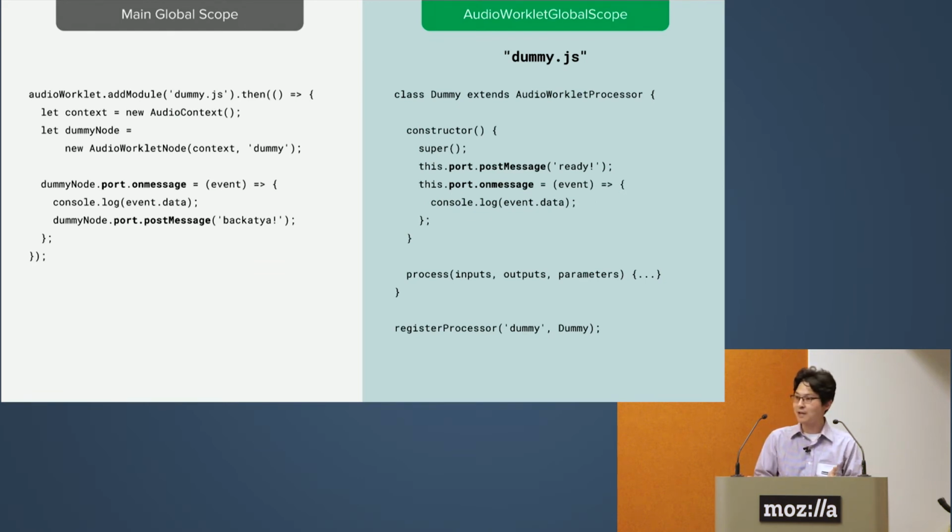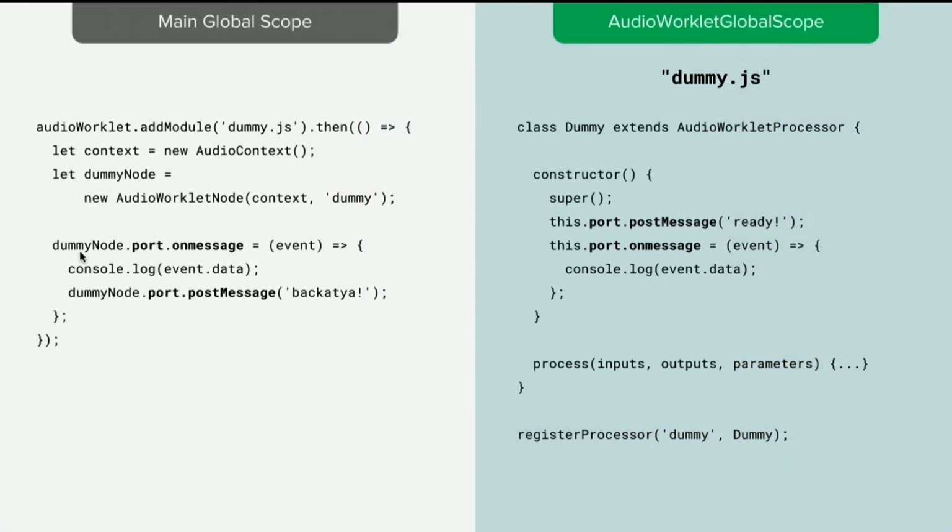So this is how you define and use a port. So dummy node.port, this port is a message port object. You can define an onMessage event handler. Also, you can send a message by port.postMessage. It's really simple. The other side is the same as well. The AudioWorklet processor has a port object, and it has postMessage and an onMessage event handler.